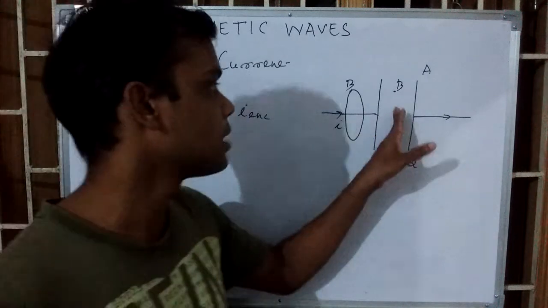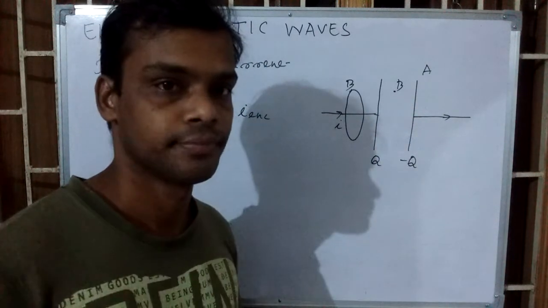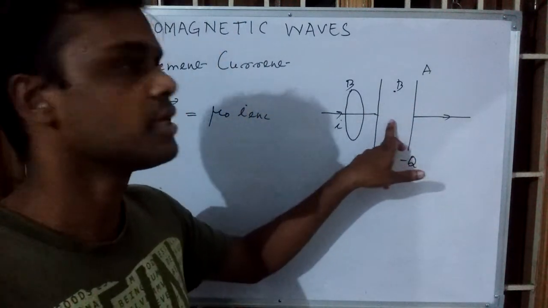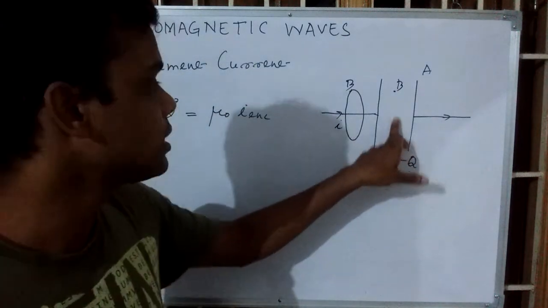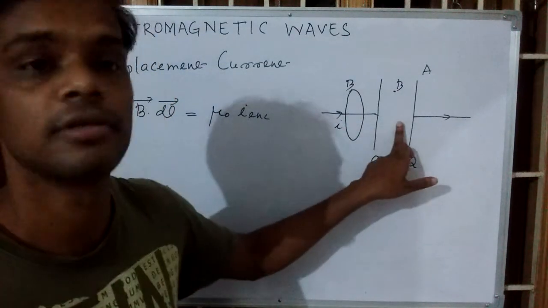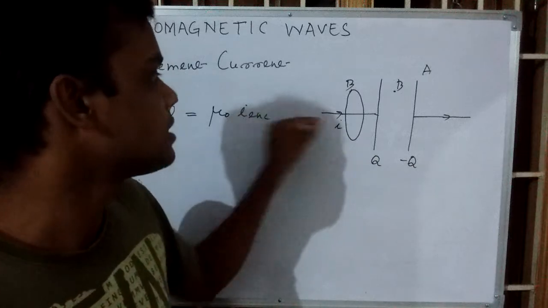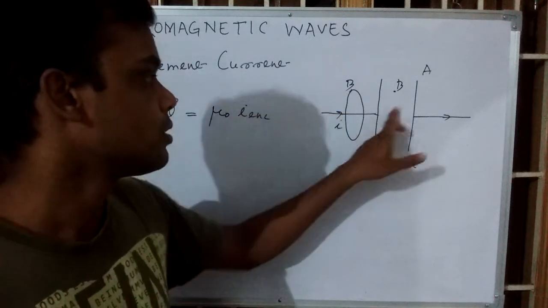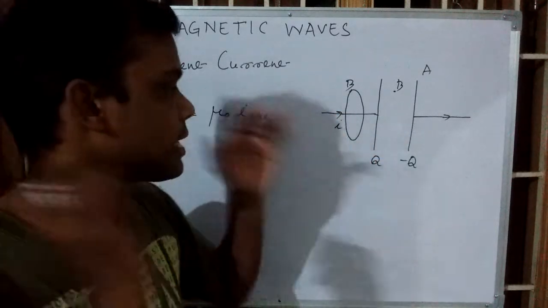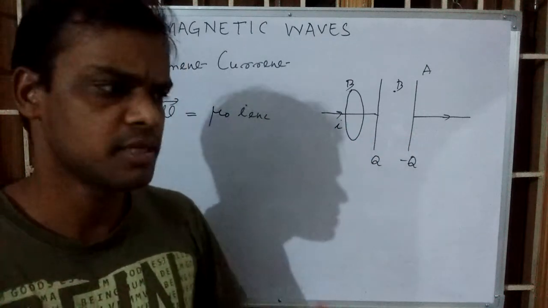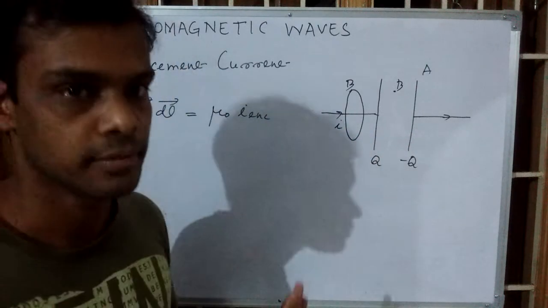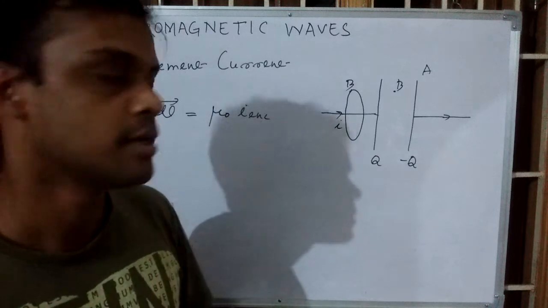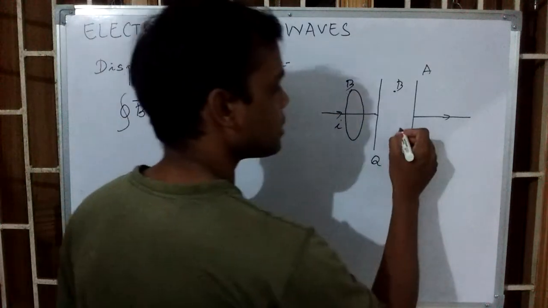If there is no current but still a magnetic field is appearing, that means some current is flowing here. But we cannot say that this current is equal to the conduction current, because that is physically flowing through a material, and there is no material inside. That means you cannot say this is a physical current. That means something else, but current is there. What type of current is that? That is called displacement current.